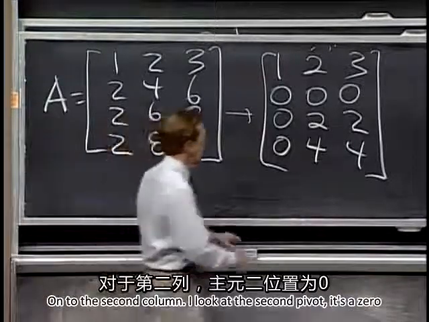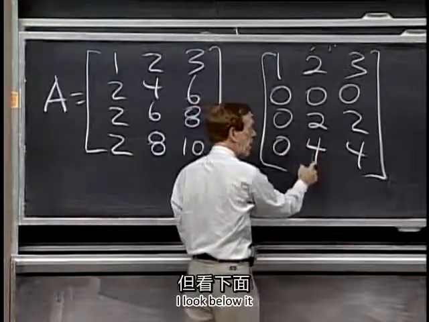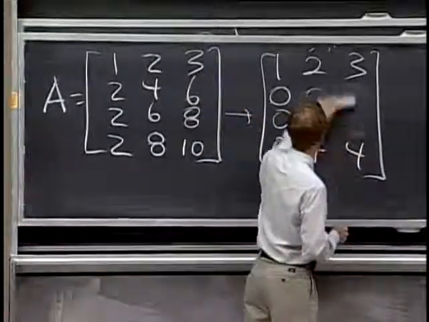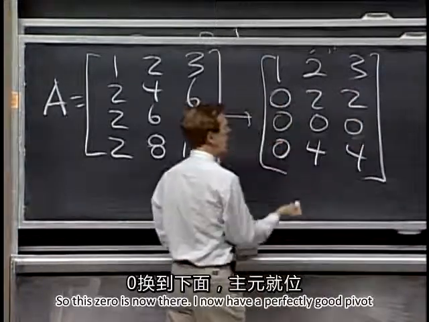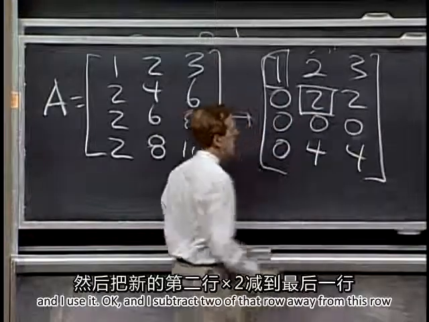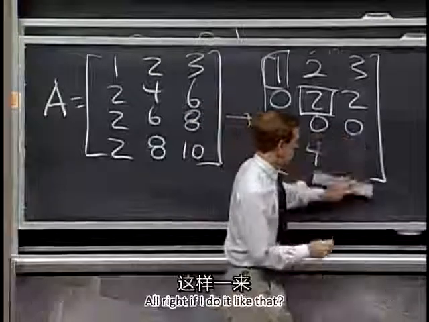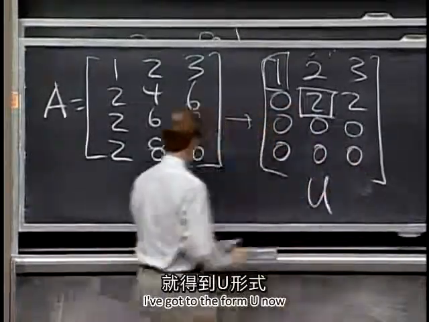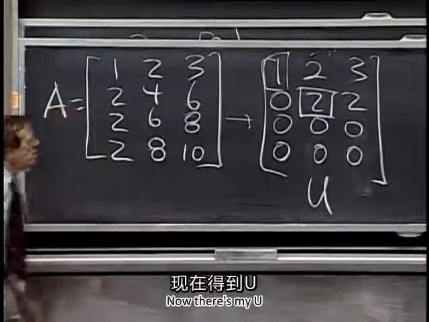On to the second column. I look at the second pivot, it's a 0. I look below it. There's a 2. Okay, I do a row exchange. So this 0 is now there. I now have a perfectly good pivot, and I use it. Okay, and I subtract 2 of that row away from this row. All right, if I do it like that, I've got to the form U now. This was my A. Now there's my U.